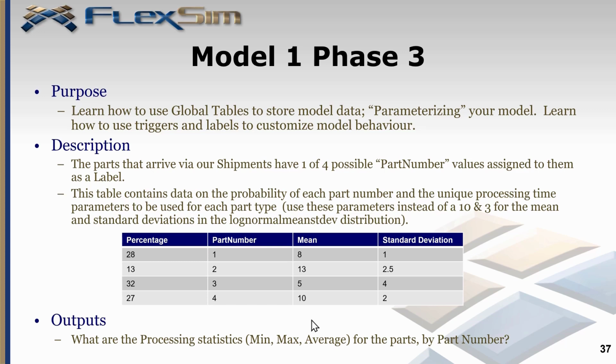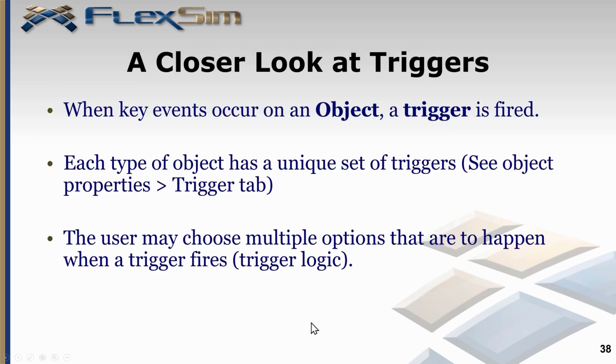Okay, now let's look at some of the things you're going to need to learn in order to build this phase of the model. We'll begin with a closer look at triggers. When key events occur on an object, a trigger is fired. There are triggers like an on-entry trigger, which fires when a part enters an object. There is an on-exit. There is a process finish trigger.